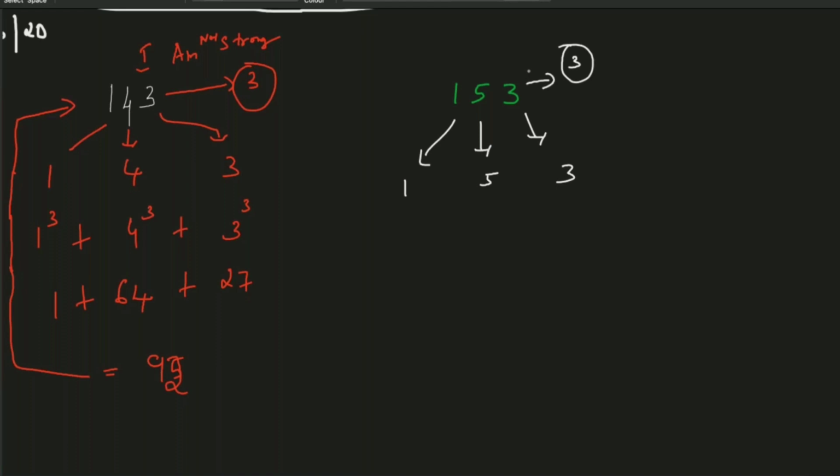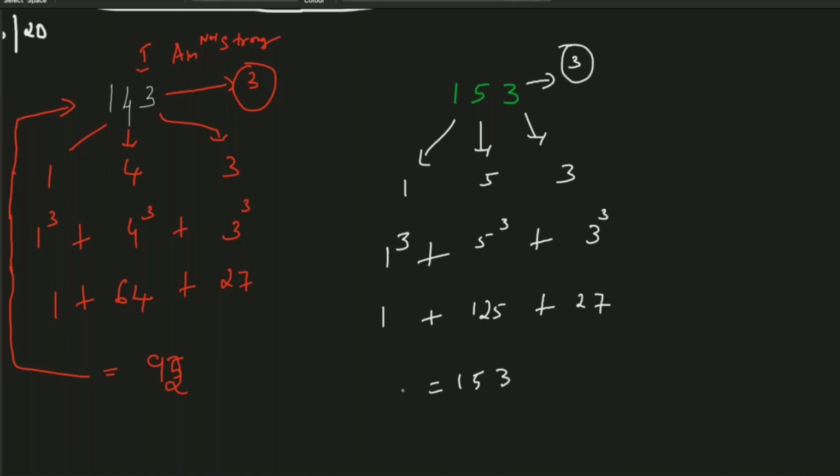In the next step, I will tell it as 1 power 3 plus 5 power 3 plus 3 power 3. 1 power 3 is nothing but 1 itself. 5 power 3 is nothing but 125. 3 power 3 is nothing but 27. Now if you add this, what is the output? It is nothing but 153.